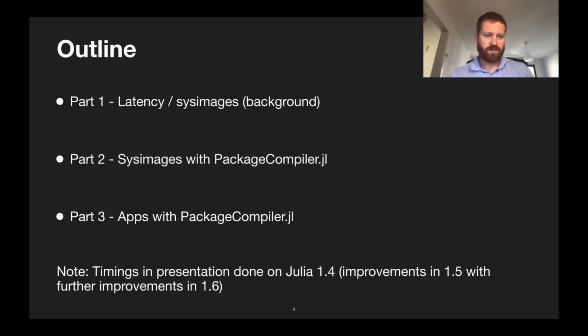So just to give an outline of the presentation, I will start by describing a little bit about what latency is and what a Julia sysimage is, to give some background. In the second part I will show how to use PackageCompiler to create a sysimage, and then in the end I will also use PackageCompiler to create an app, something that you can send to someone else and have them run it without having Julia installed. And just a note, the timings in this presentation were done on Julia version 1.4, but in 1.5 and even further in 1.6 there are more improvements, so the timing is going to be lower for some stuff.